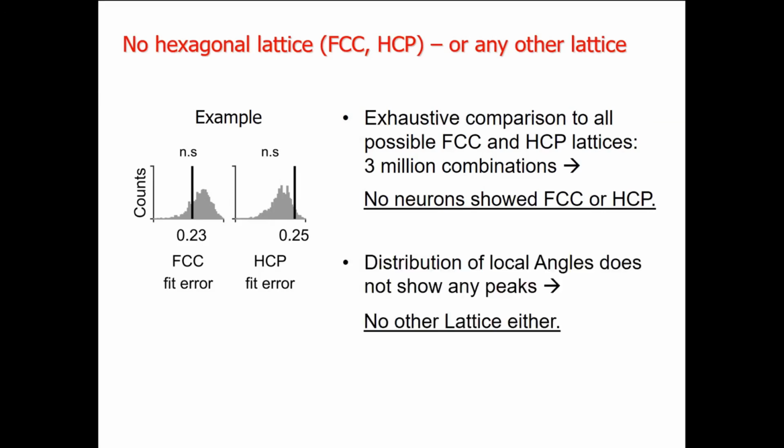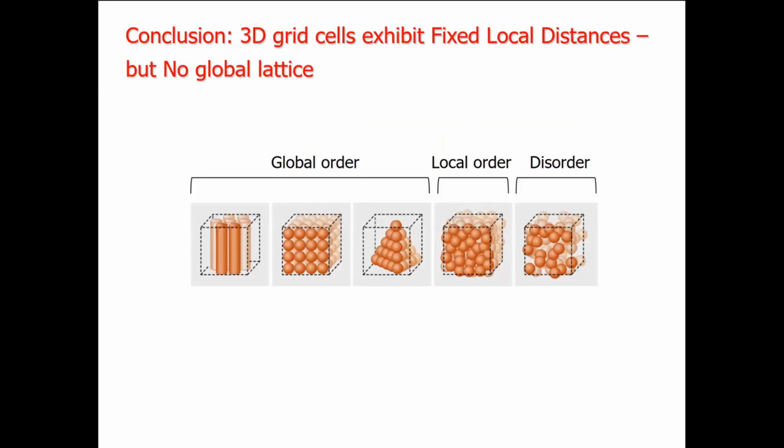We also looked at distributions of angles. Again, I don't have time to go into the details here, but we looked at whether there are angles at 60 degrees or at 90 degrees or any other prominent angles when you look at local angles that would hint at some lattice. And the short answer is no, we did not find any prominent angles. And so we can conclude that basically we do not see this.